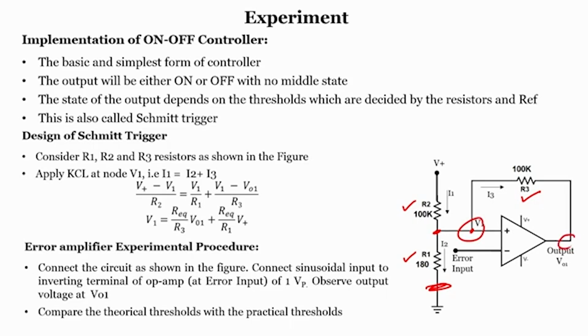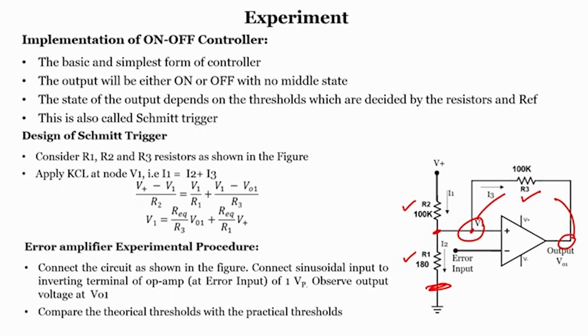I3 is V1 minus the output voltage VO1, divided by R3, correct. So, if we equate this, then what we have is V1 equals R equivalent by R3 times VO1 plus R equivalent by R1 times V plus.